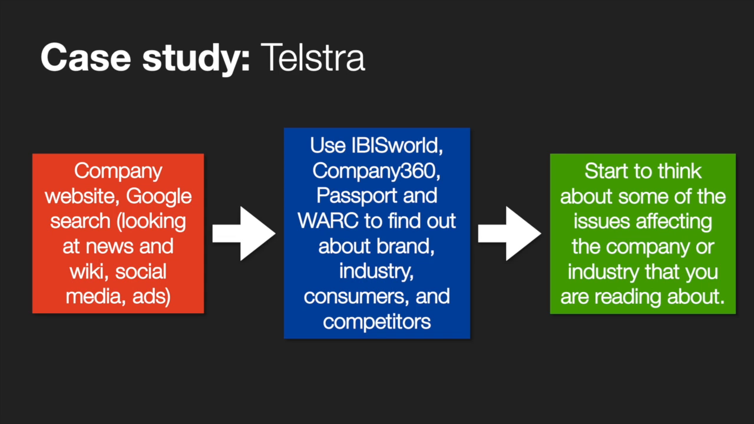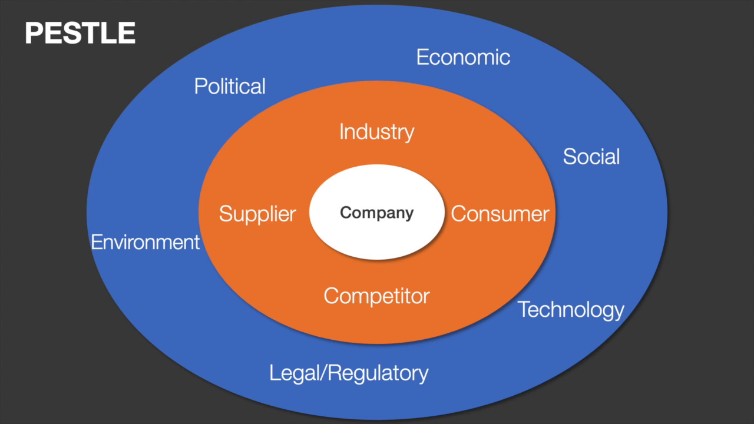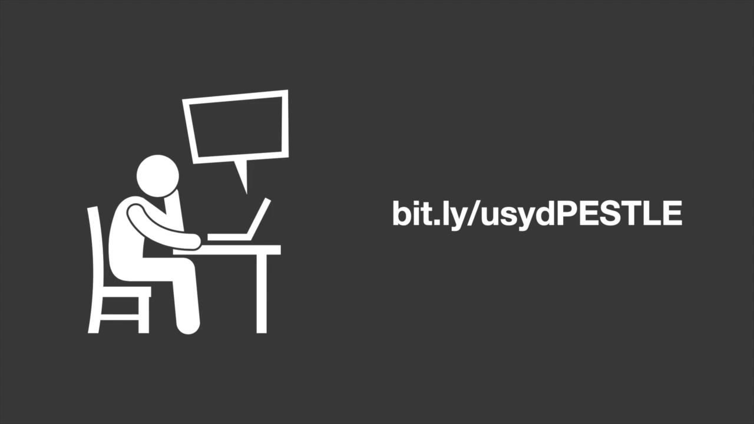That brings us to the next level of research, which would be a PESTLE analysis. A PESTLE analysis looks at the political, economic, social, technological, legal or regulatory and environmental factors impacting a company. It does require you to look in a whole lot of different sources to find information on all of these key issues. We've put together a guide that shows you some of those key resources that you can use. So visit the bit.ly link on your screen, and this is also located in the library's Company and Industry Research Guide.